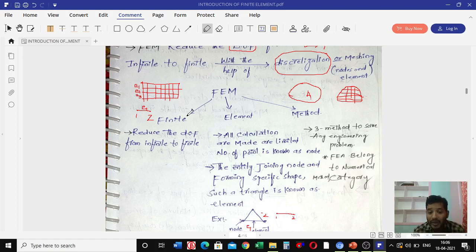What is the element? The element is nothing but joining the entities from the first entity to the second entity, the forming of a line we can say as element. So let us see over here. The entities join the nodes, forming a specific shape.